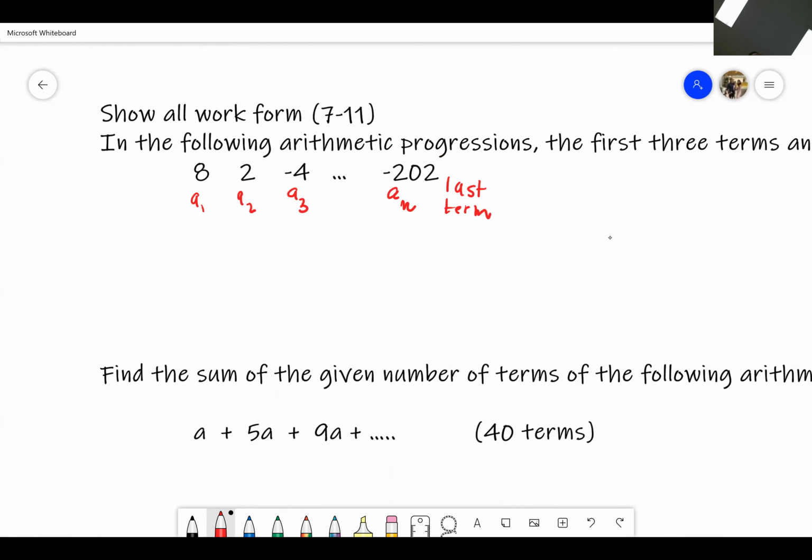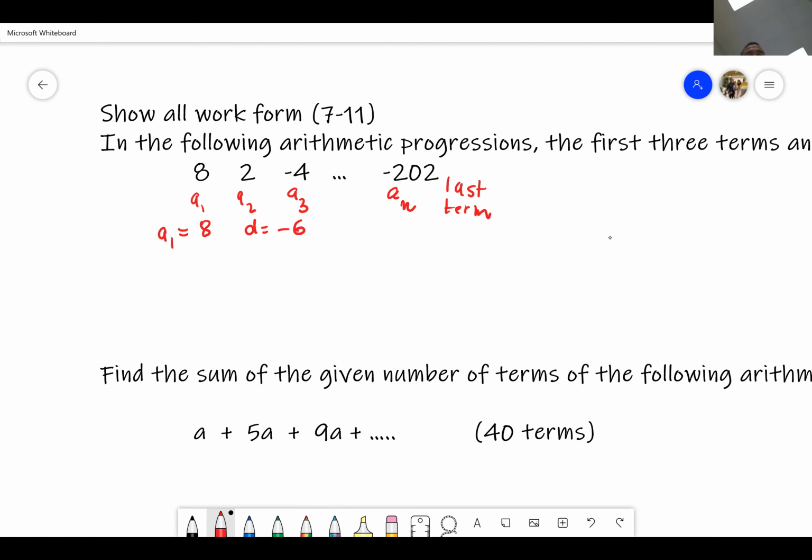All right, so the first thing I would do is write down my first term, which is 8. And then I realize it tells me this is an arithmetic progression or sequence. And so I've got to figure out my common difference. So what's my common difference here? 2 minus 8, subtracting 6, correct. So we're going to write -6.